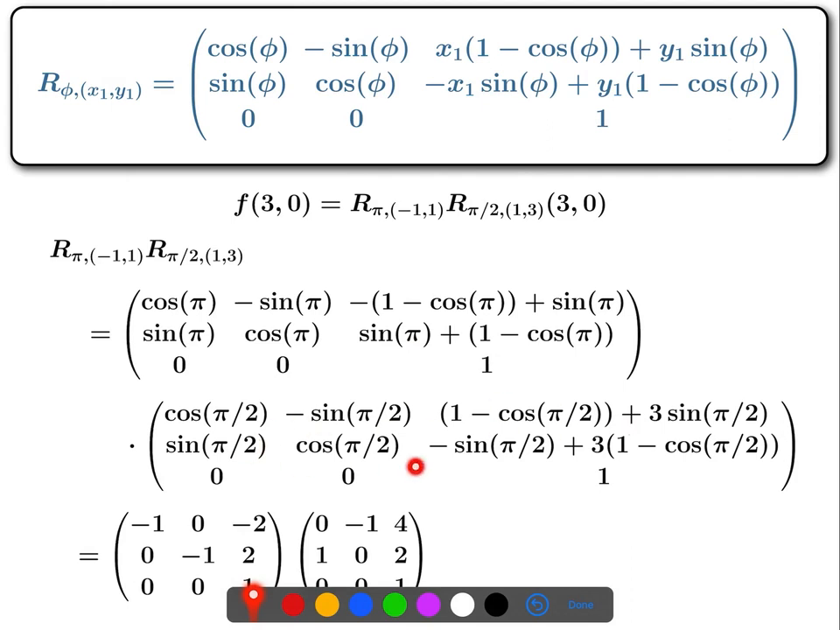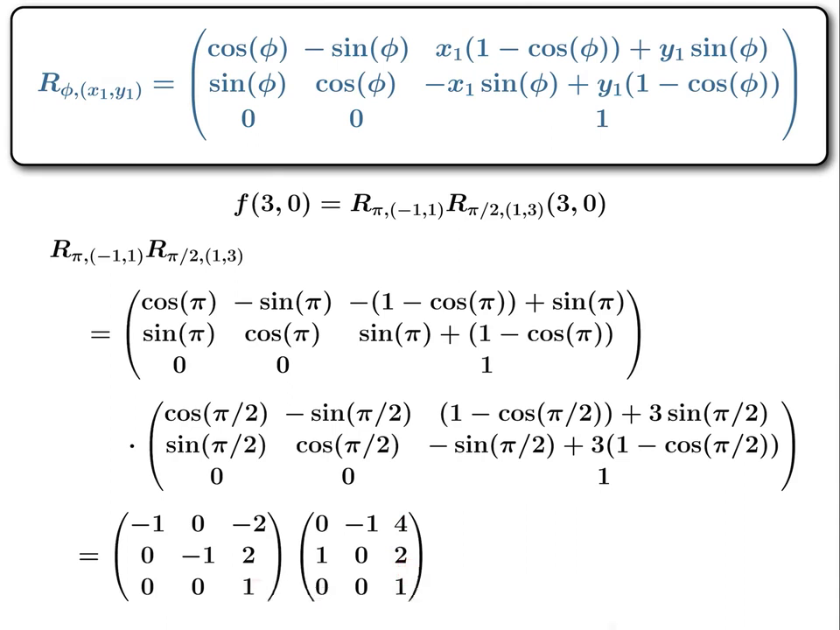This matrix, pi halves, cosine of pi halves is 0. The sine is 1, so we have a minus 1, 1 there. Minus 1, 1, and zeros. And then on this part, this is 0 again. This is 1, so we have 1 plus 3, which is the 4. We have a minus 1 plus 3, which is 2. And again, this is always 1 down here. So that's what the two matrices look like.